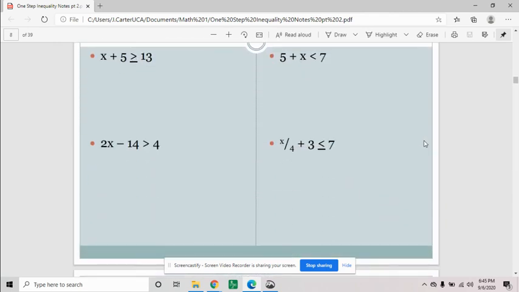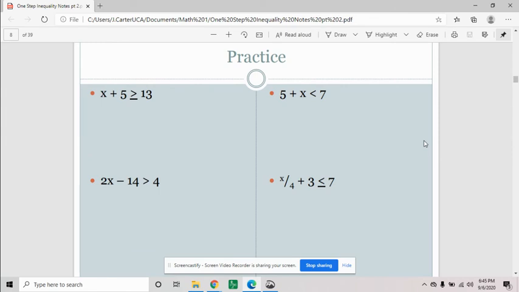Now the next thing is solving inequalities, which is very similar to solving multi-step equations. So instead of an equal sign, you have your symbols that we just talked about: greater than, less than, greater than or equal to, less than or equal to. So you still need to get your variable by itself. So if you're looking at this equation here, instead of it being x plus 5 equals 13, we just changed the symbol. But you still have to get this completely by itself.